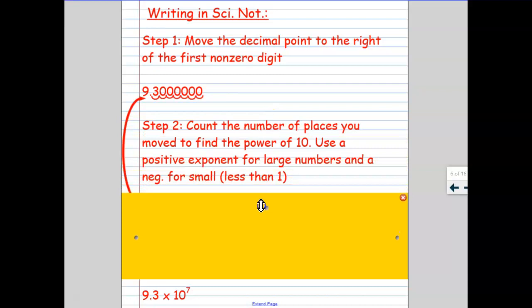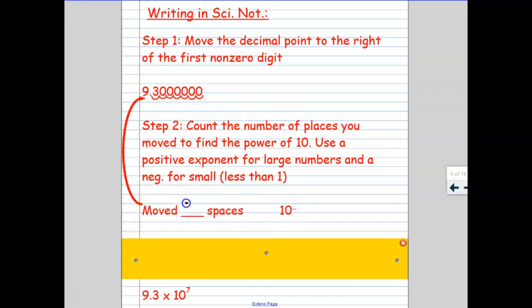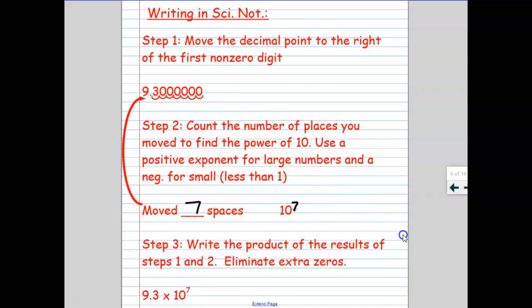Step 2 is we're going to count how many places we moved to find our power of 10. So in this example, we moved 1, 2, 3, 4, 5, 6, 7 spaces in order to get that decimal next to the first non-zero digit. And since this is a big number, we know it's a positive power of 10. If it was a small number, like a decimal number less than 1, then we would use a negative power of 10. So again, that was 7 spaces. That tells us our exponent is going to be 7, since we moved 7 spaces. And it's positive because it's a big number. Again, pause when you need to.